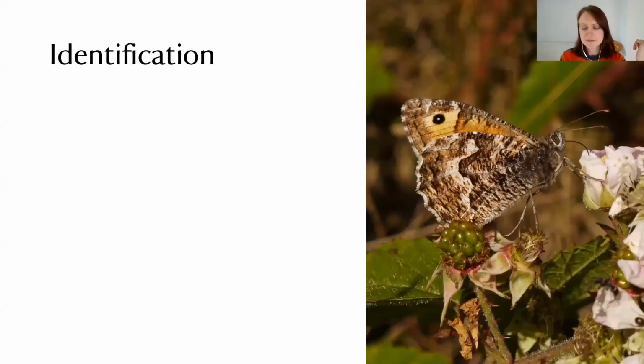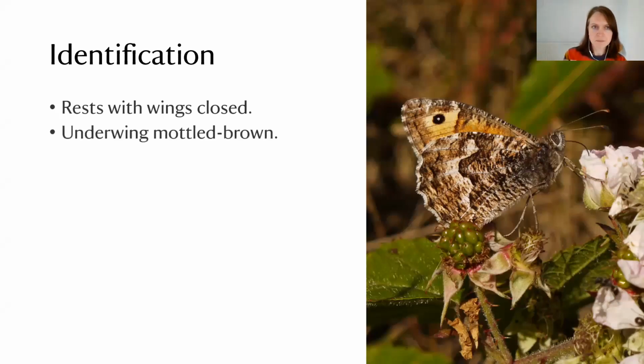Okay, so in terms of identification, there's a few clues that will help you identify a grayling. The first is that it rests with its wings closed. Most butterflies, as you'll know, rest with their wings nice and open, basking in the sun, and you get a great view of the wings. Not grayling, it rests with the wings held together. And the underwing, as you can see from the picture here, is mottled and browny in colour.